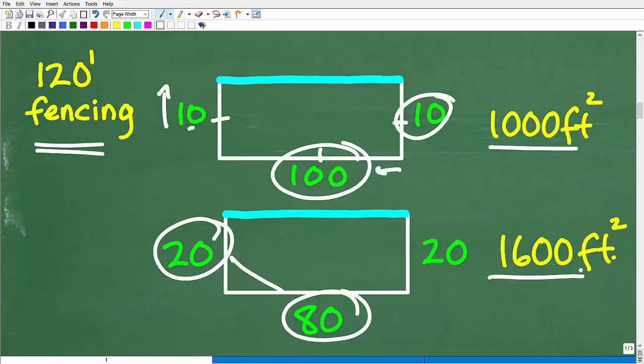So definitely better. So again, there is a specific configuration where we have the maximum amount of area. So what are these numbers? What is the best width and length to max out the area here? Well, this type of problem is called an optimization problem.